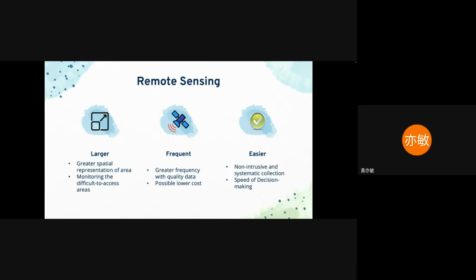The next one is because it's easier to obtain information. It's a non-intrusive and systematic collection because a given satellite will orbit the Earth on the same track every day. So you can compare the images from different times, and you can try to find out the change on the ground surface. Maybe you can identify the potential threats coming from the natural disaster. And it will help our decision makers to make decisions.